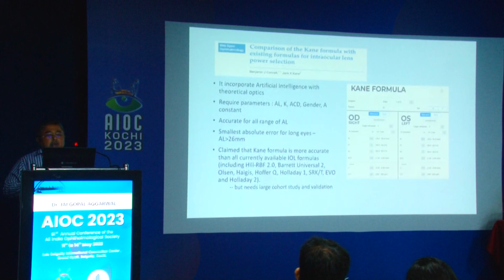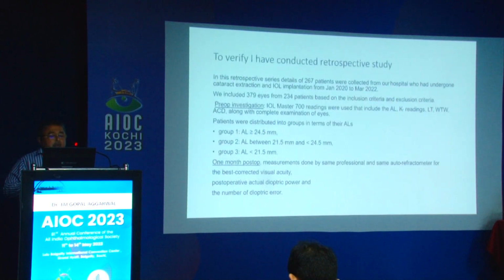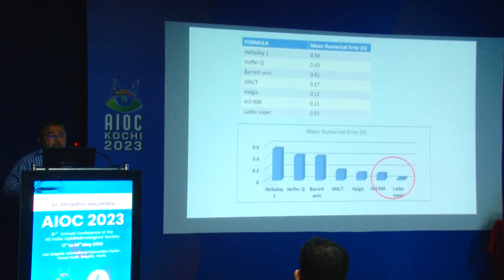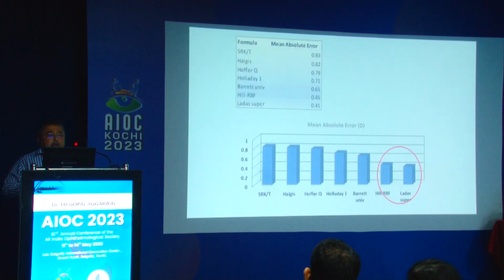Now, another artificial intelligence-based formula is the Kane. The required parameters are axial length, ACD, K-value, gender, and A constant. It gives very accurate results. Now, to verify, we have gone through the retrospective studies in which data is collected. Here again, the mean numerical error is very low in the artificial intelligence-based formulas. The mean absolute error also, the Hill RBF and LADA Super, they are all artificial intelligence-based formulas. They have the minimum error.